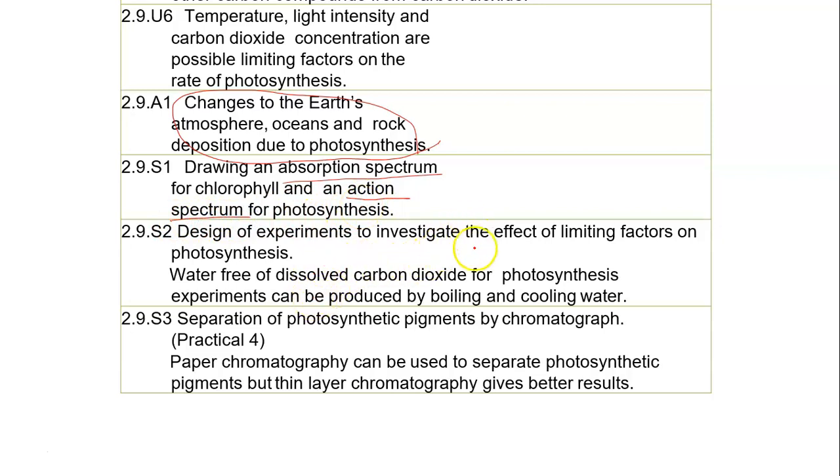Design of experiments to investigate the effect of limiting factors on photosynthesis. This is Practical 4, as you can see over here. And working with plants and doing photosynthesis and related experiments is one of the necessary experiments that we need to do in the class. If you want to get water free of dissolved carbon dioxide, then we need to boil and then cool.